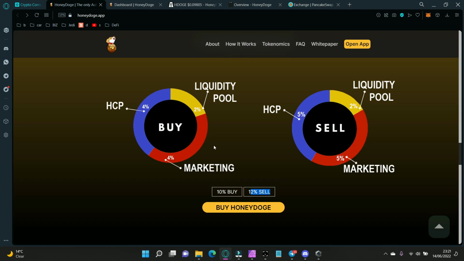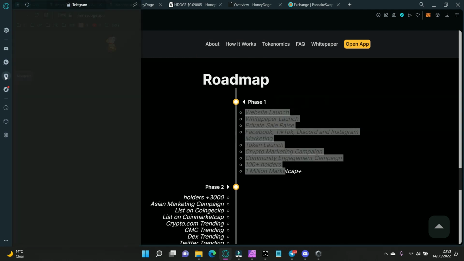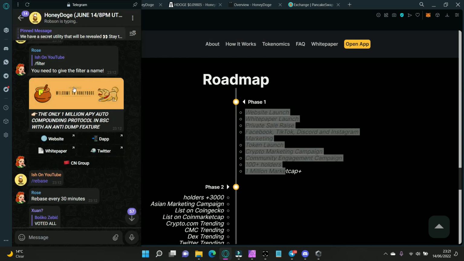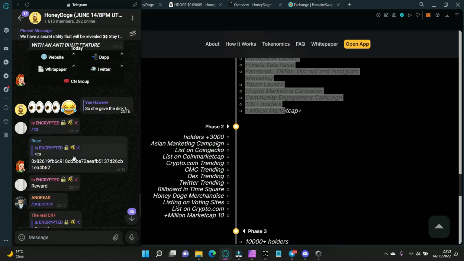You can see 5% marketing instead of 4.5% to that protocol, and the liquidity pool stays the same. So we have a roadmap, website launch, everything is launched. You can join their Telegram as well. Really cool, a lot of people already there.